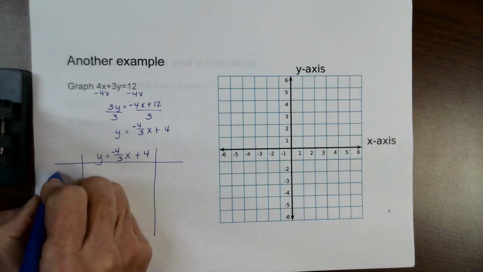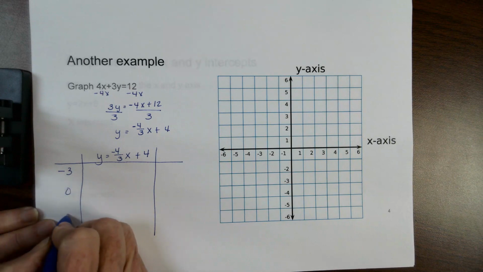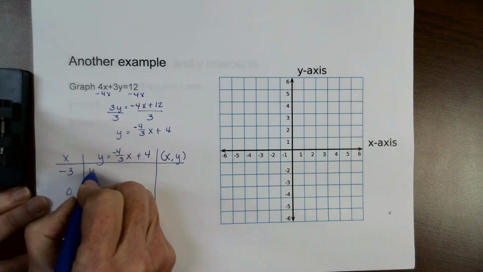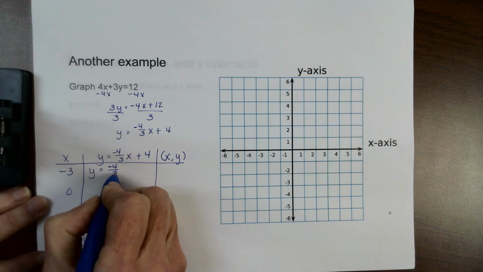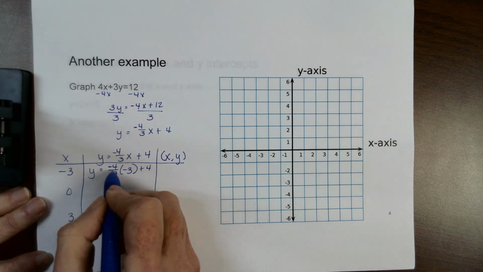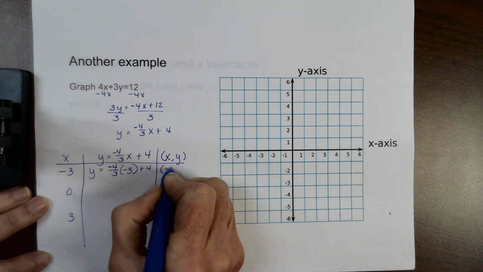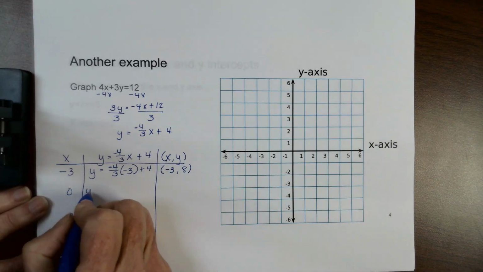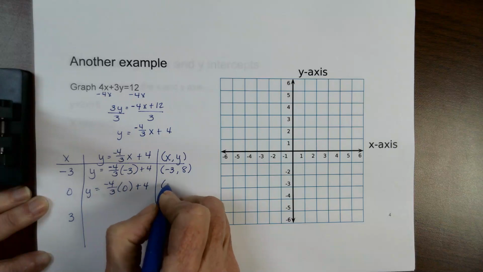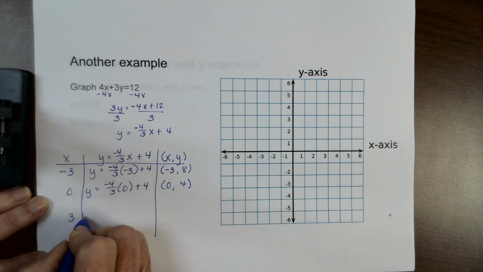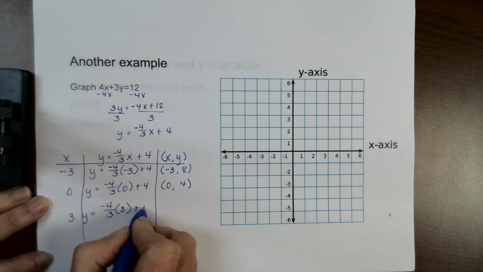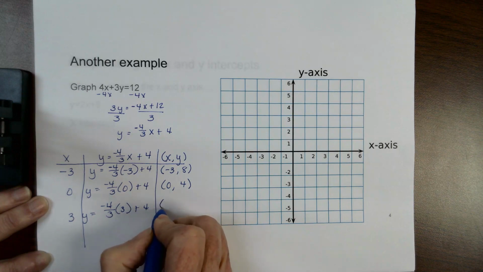So I'm going to pick negative 3, 0, and positive 3. So when I plug in negative 3, that right there is going to give me a positive 4 plus a positive 4, which is an 8. I'm going to multiply by 0, and I'm going to get y is equal to 4. And then I'll plug in a positive 3 here, which is going to give me a negative 4 plus 4, which is 0.